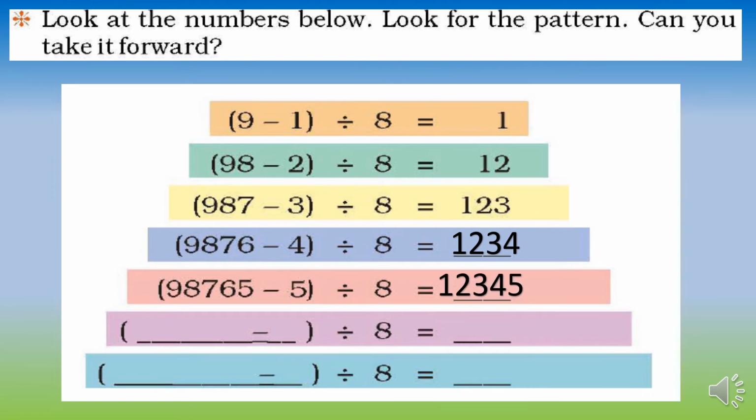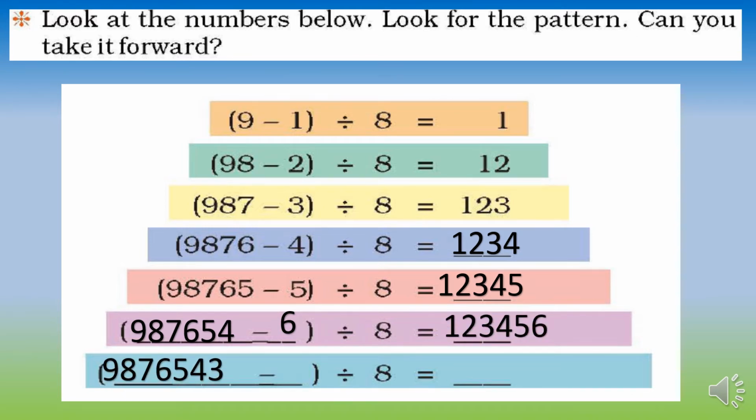So here we'll get the answer 1 2 3 4 5. Then again 9 8 7 6 5 4 minus 6, and we'll get 1 2 3 4 5 6. Then again 9 8 7 6 5 4 3, here it would be minus 7, and we'll get the answer 1 2 3 4 5 6 7, and you can take it forward also.